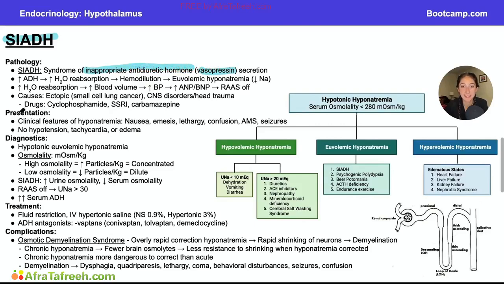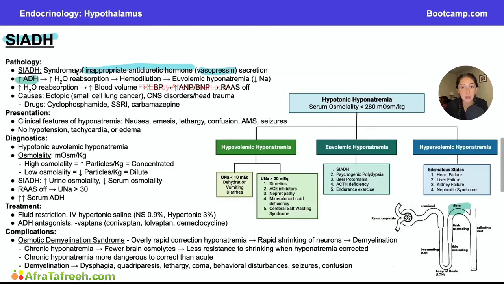So before we discuss the syndrome of inappropriate antidiuretic hormone secretion, let's first discuss the role of antidiuretic hormone. So antidiuretic hormone is going to be produced by the hypothalamus. That's why it's in the hypothalamus chapter. And it is then going to be stored in the posterior pituitary. So produced by the hypothalamus, but stored in the posterior pituitary. When it's released from the posterior pituitary, it is going to travel to the distal convoluted tubule. So the distal convoluted tubule over here in your nephron is where it's going to exert its effects.